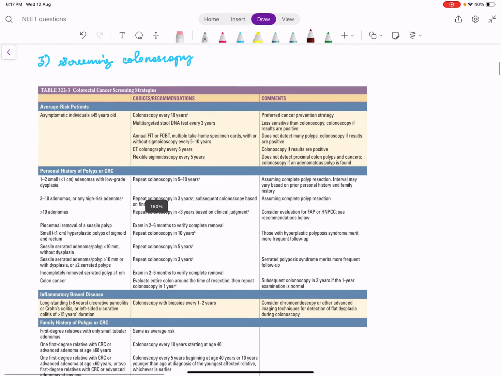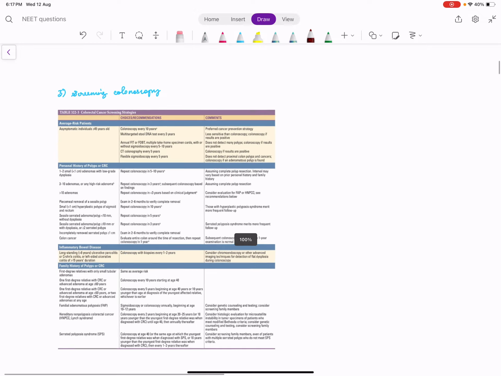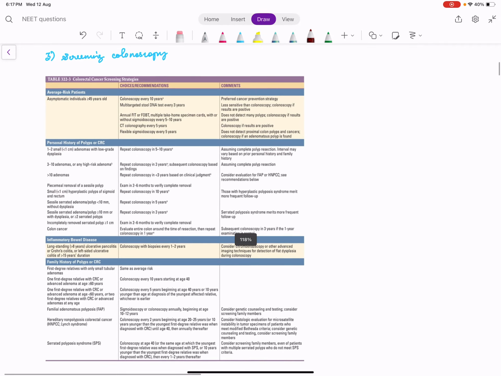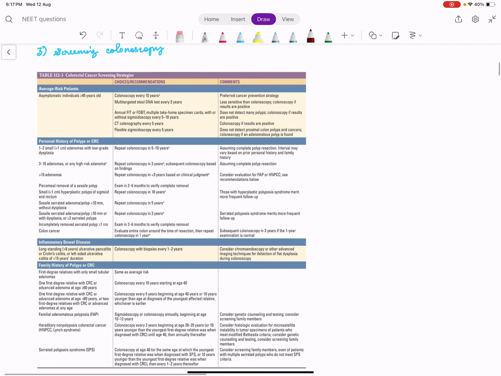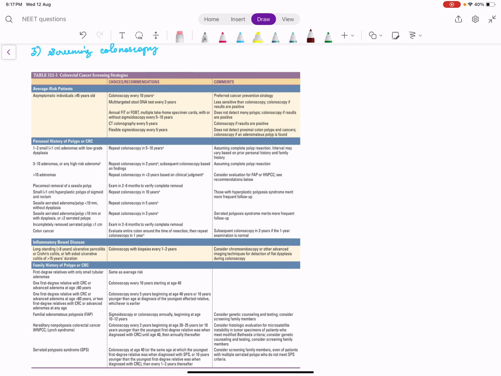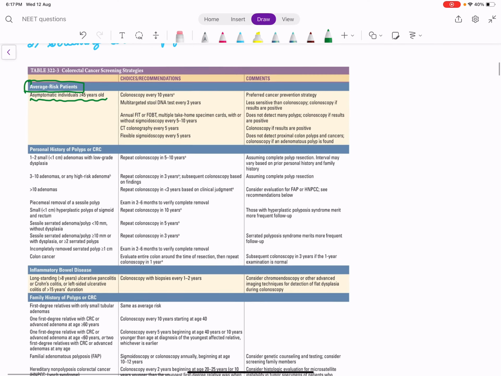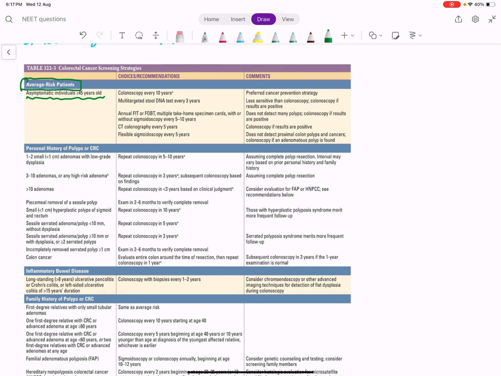So this is what we are discussing about screening colonoscopy. Different books give different recommendations. This recommendation is taken from the Harrison medical textbook. Do you want to screen an asymptomatic individual more than 45 years old? They are called average risk patients. That is a person who has no family history, no symptoms, and no genetic diagnosis of FAP or HNPCC. Still, we can do colonoscopy every 10 years.